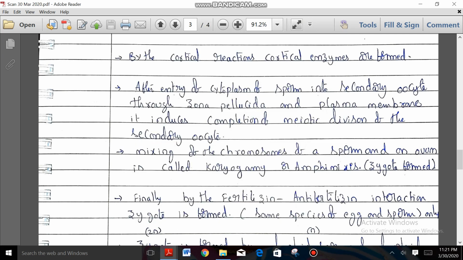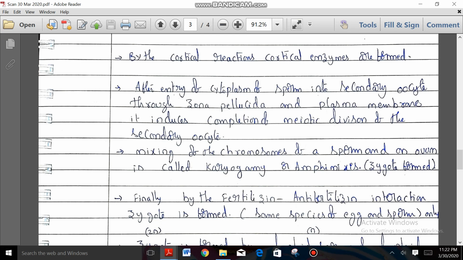So after the acrosomal and cortical reactions, the cytoplasm of the sperm enters into the secondary oocyte. After the entry of the cytoplasm of the sperm into the secondary oocyte through the zona pellucida and plasma membrane, it induces completion of meiotic division of the secondary oocyte.